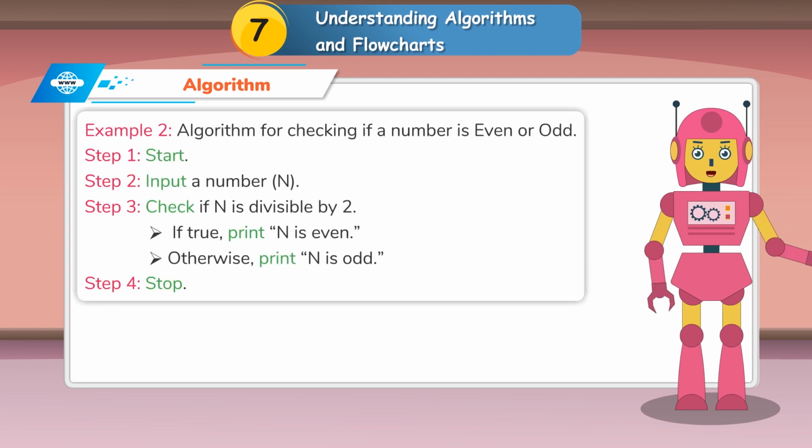Example 2. Algorithm for checking if a number is even or odd. Step 1. Start. Step 2. Input a number n. Step 3. Check if n is divisible by 2. If true, print n is even. Otherwise, print n is odd. Step 4. Stop.